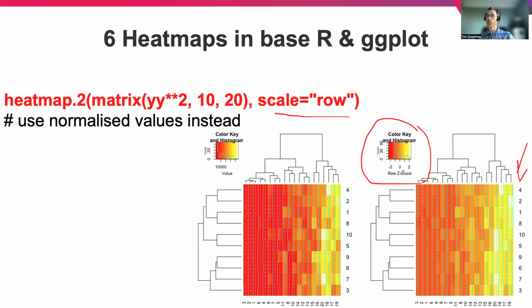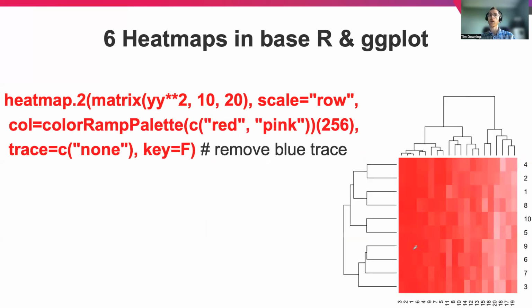So you've got fewer samples that are more red. In some senses, it's easier to interpret visually because it's a better use of color here in terms of differentiating the values. We can do further things. So we can remove the blue trace. If we do that with a different plot here, where we have a red to pink color palette.